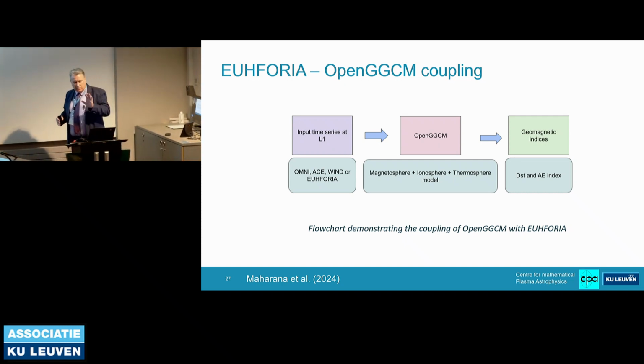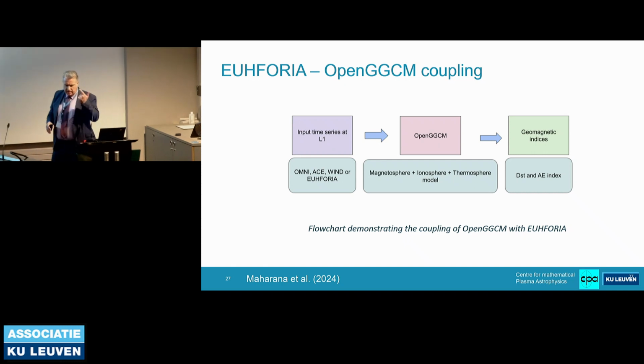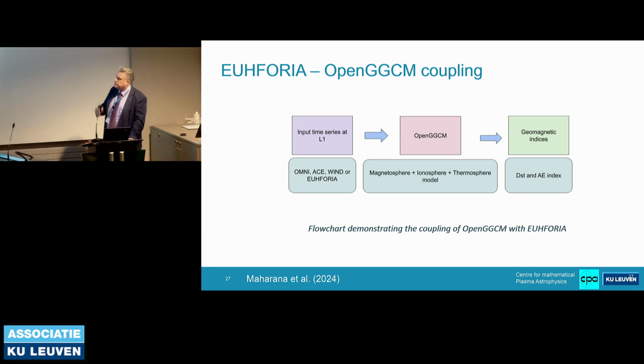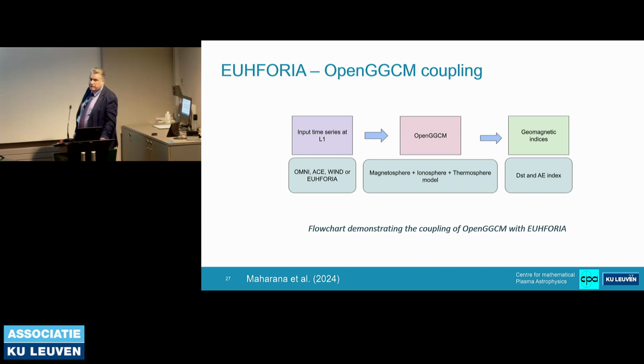OpenGGCM. There are other codes, of course. There's the Leuven one, there's BATS-R-US from Michigan. OpenGGCM is actually from New Hampshire in the United States, from Jimmy Raeder, and Gorgon Space also. So there are very good models. OpenGGCM is one of the better ones, and it's coupled already to EUFORIA, and so are Gorgon Space and GUMICS. GUMICS is also coupled to EUFORIA.